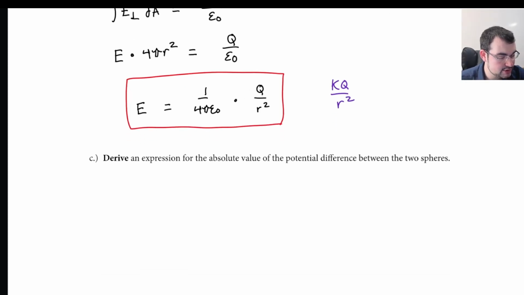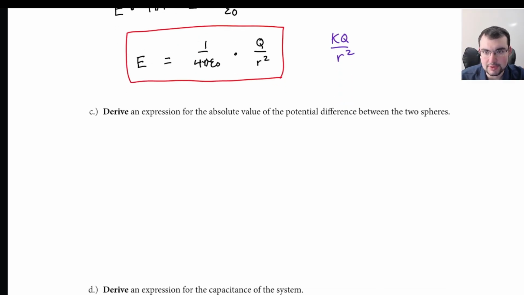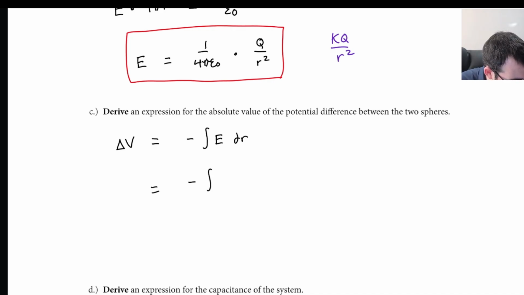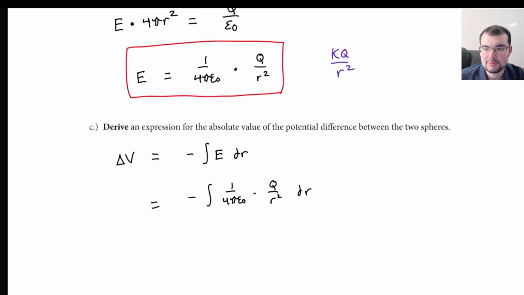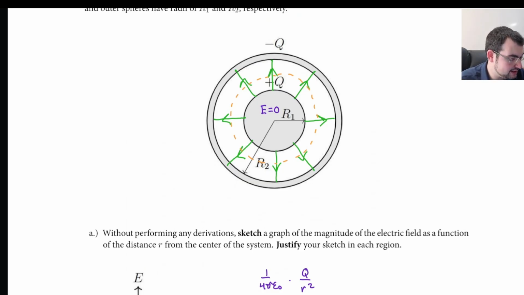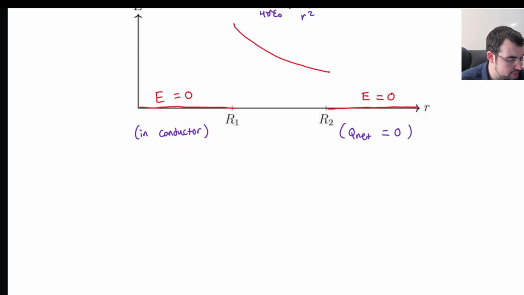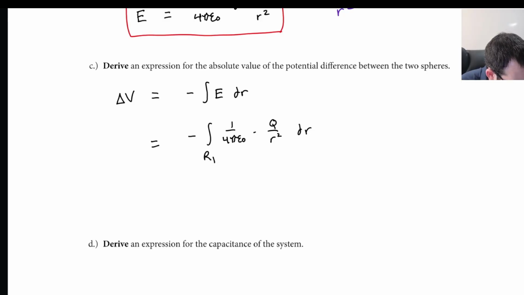Derive an expression for the absolute value of the potential difference between the two spheres. Well, potential difference, we said E points downhill. So if you add up all of your downhill contributions, you figure out how far downhill you actually went. So we said that the E field is going to be 1 over 4 pi epsilon naught times Q over r squared. And for our integration limits, our field begins at the inner sphere and ends at the outer sphere. So we integrate from R1 to R2.